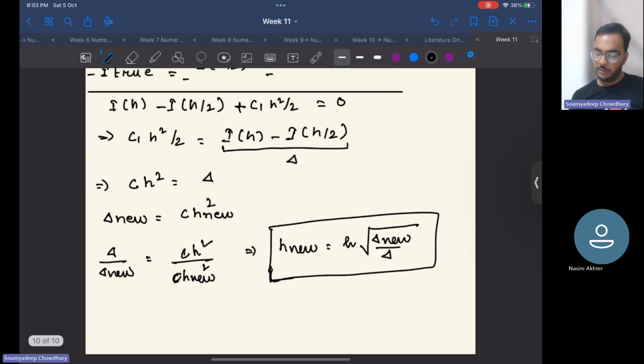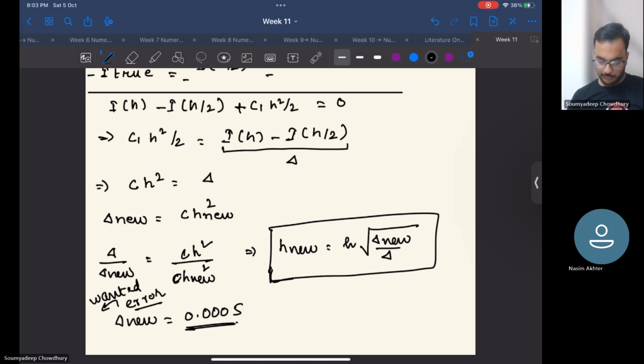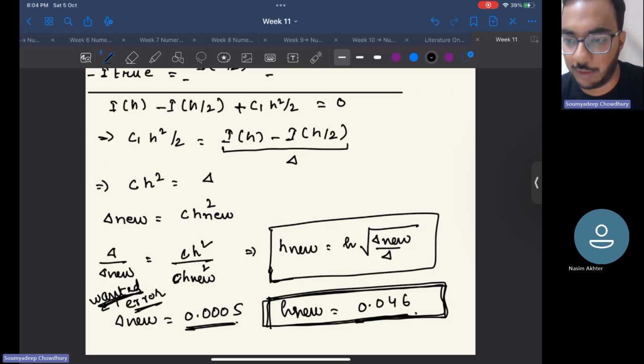So suppose this delta nu is your error, right? So if we say we want an error of the order of, say, 0.005, then for that, what step size should we use? Delta nu is basically your wanted error, meaning the order of the error you want. If you fix that a priori, you can find out your H nu. So adaptively we are trying to set our step size so that we can get a fixed amount of error and we do not get an unstable solution here.